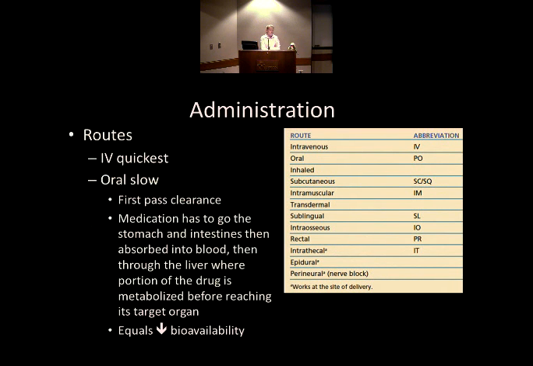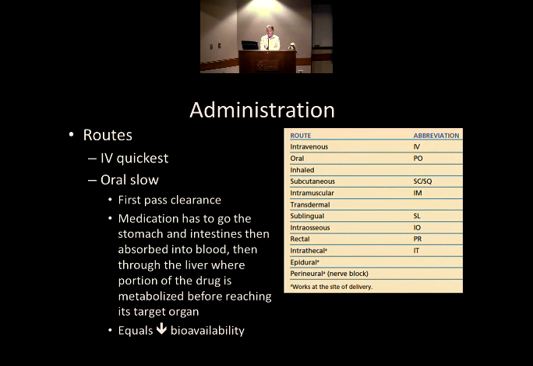So administration can occur in tons of different ways. Primarily in the OR, we're going to be doing IV. We do some sub-Q, and then we'll do some intrathecal, which is going to be your subarachnoids or spinals. Also epidural, and then we do some perineural, which is going to be our nerve blocks.